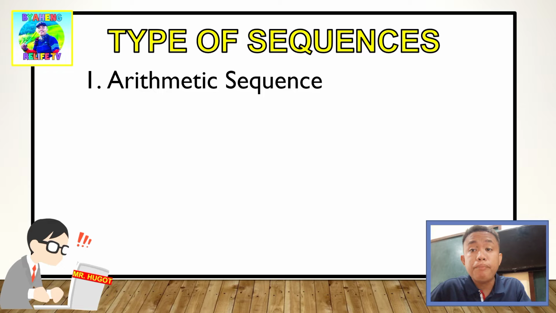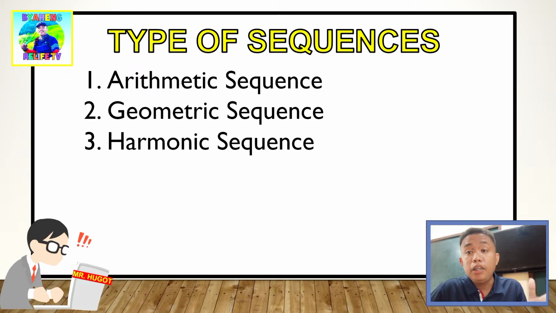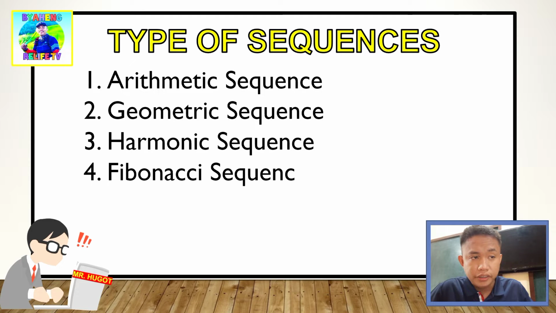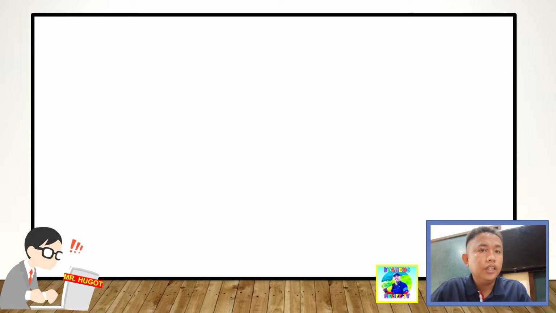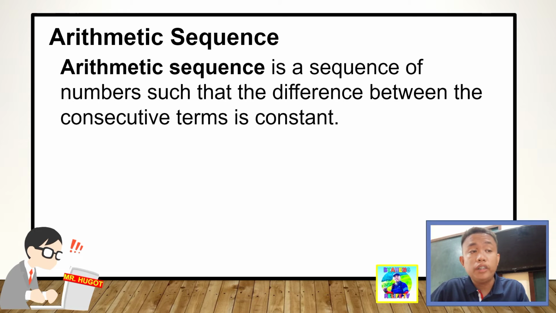Ito, guys, yung mga type ng mga sequence. First is arithmetic sequence, followed by geometric sequence. Number 3 is harmonic sequence. At number 4, Fibonacci sequence. Di ko lang tama yung basa ko, but it's Fibonacci sequence. Now, ano bang gagawin natin dito sa discussion? So, let's have some examples. Let's first define what an arithmetic sequence is.